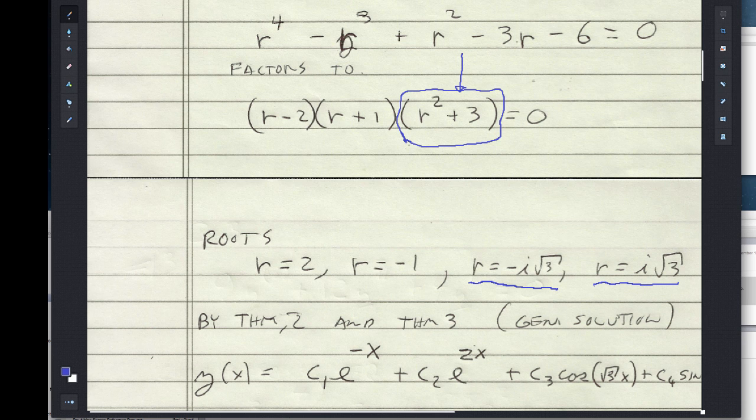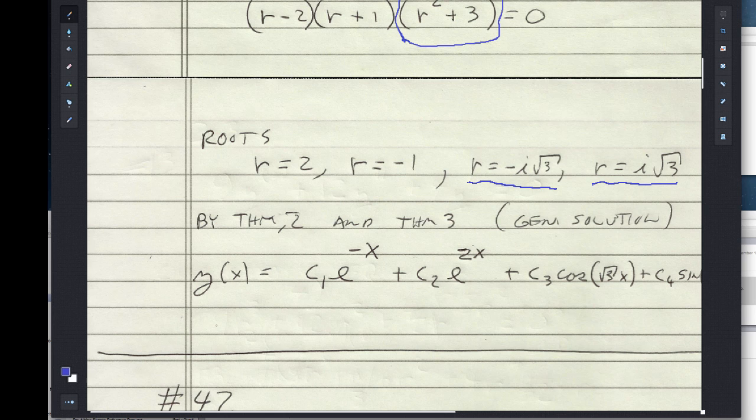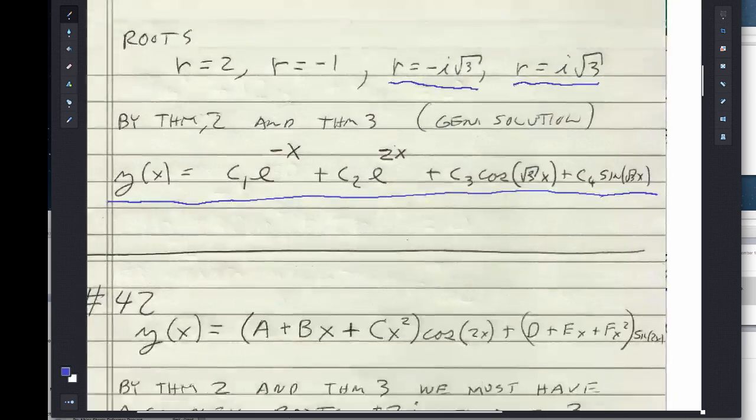So then using the conclusions of theorems 2 and 3, we see that the general solution to this fourth order homogeneous linear differential equation is given right here, where by essentially de Moivre's theorem, we have to introduce the exponentials with complex numbers, and we basically arrive at this conclusion that the general solution is c1 times e to the minus x, c2 times e to the 2x plus c3 times the cosine of the square root of 3x plus c4 times the sine of the square root of 3x. Okay, number 42.